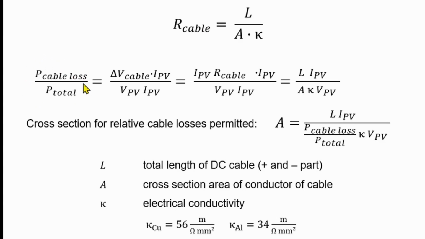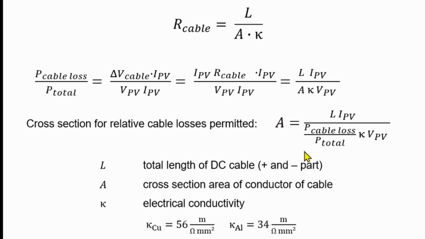We may also calculate the relative cable losses here. So you have the voltage loss along the cable times the current going through it, divided by the total power. So you have here the voltage of the PV power plant and the current at the PV power plant, usually under maximum power point conditions. If you go to the other part here, you have the current going through the cable and the resistance of the cable that you calculated here. At the end, you arrive at that formula.